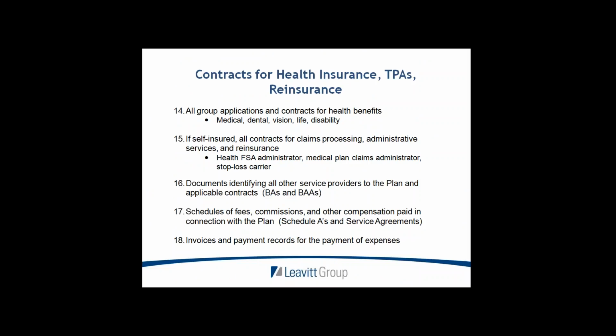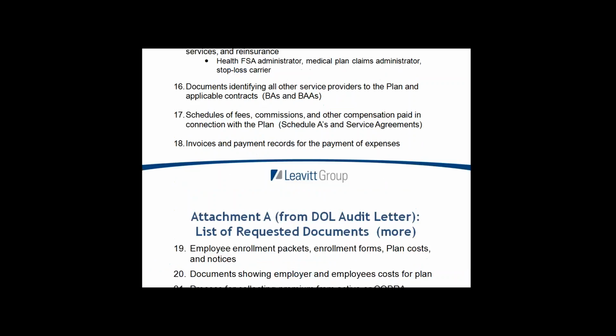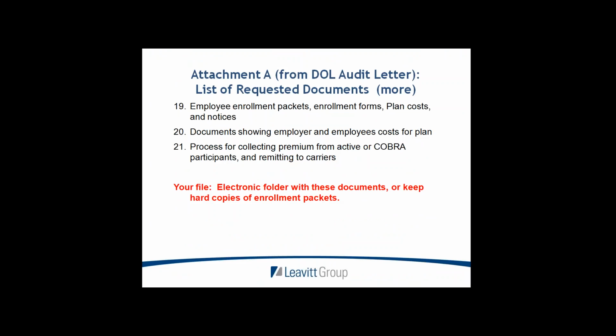The next group of things that the DOL requires: contracts for health insurance, contracts with third-party administrators, documents identifying all the business associates or service providers to the plan, other financial information, schedules of fees and commissions and compensation paid in connection with the plan. So that would be like Schedule A's or service agreements, and then invoices and payment records for the payment of expenses. And those might be things that you either put in your electronic folder or have a note as to where that information is, if it's in financial records of the company. But have something that tells you where you would find that.